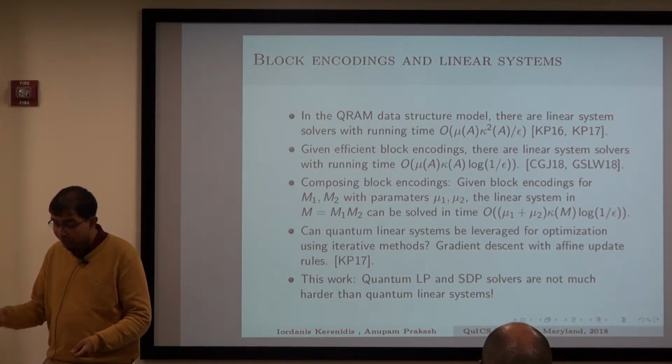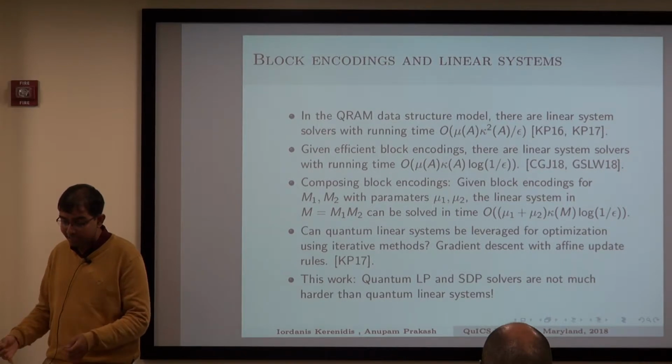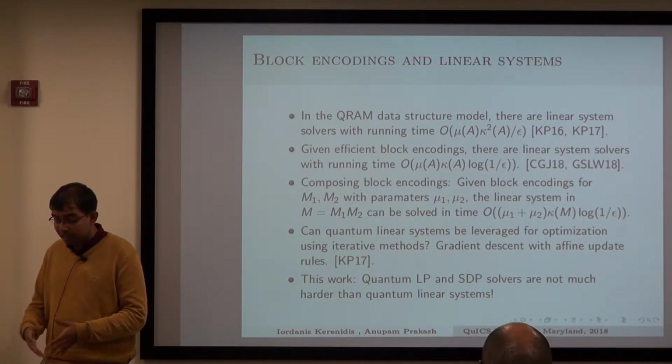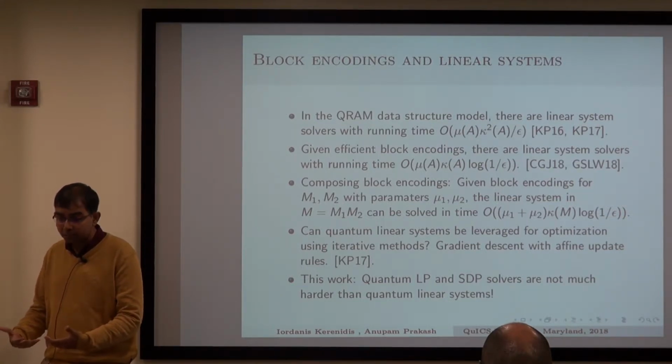In some previous work, we made partial progress, where we gave a gradient descent algorithm with affine update rules. And in this work, we give a second order method, the interior point method, which works for LPs and SDPs. At a high level, it says that optimization is not that much harder than the quantum linear system solvers.